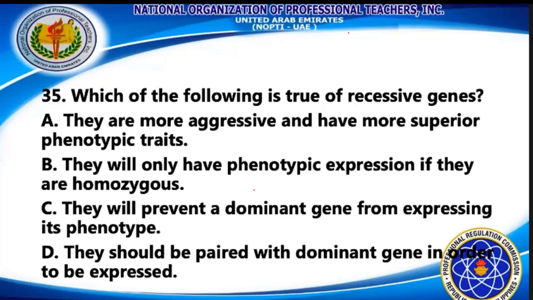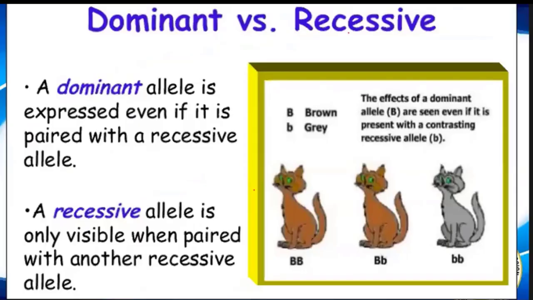Okay? So the answer here is B. Recessive genes will only have phenotypic expression if they are homozygous. Ano ba yung ibig sabihin niyan? Okay, halimbawa, ang dominant genes or alleles is expressed even if it is paired with a recessive allele. Kaya sabi ko, di ba, pag pinagsama mo yung curly and straight hair, ang mas dominante doon ay yung straight. Si straight ang lalabas. Okay?